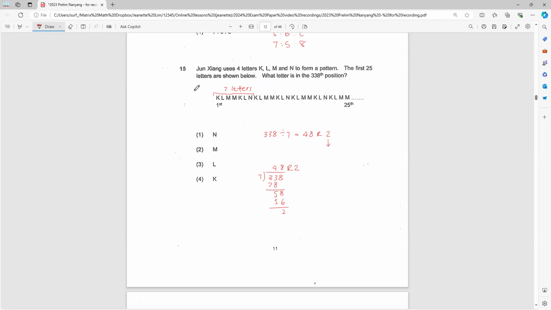So you start off with K, second letter is L. So the second one is L. It will end off with L. So option 3.